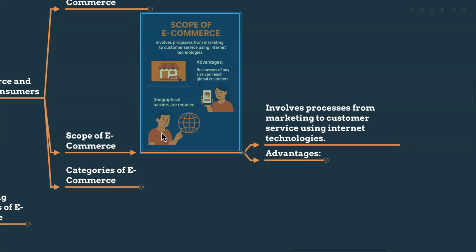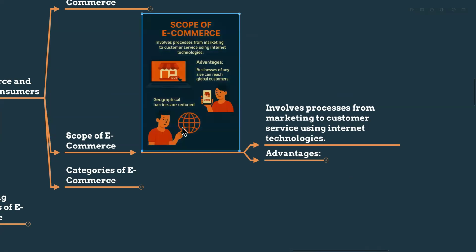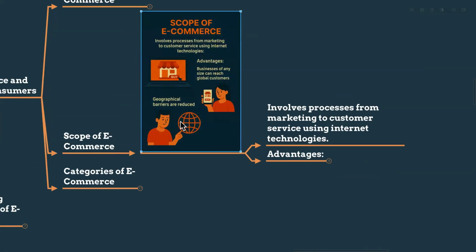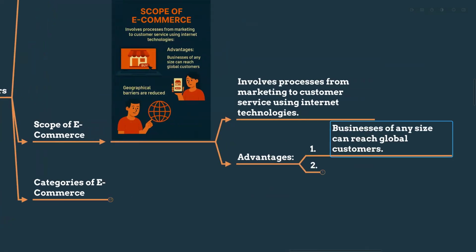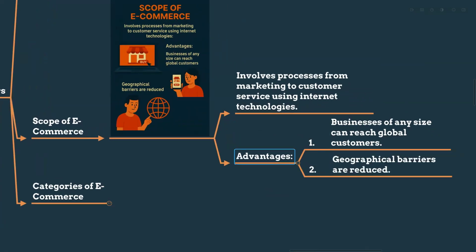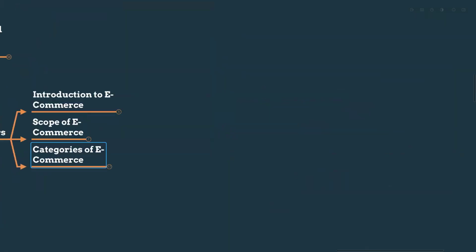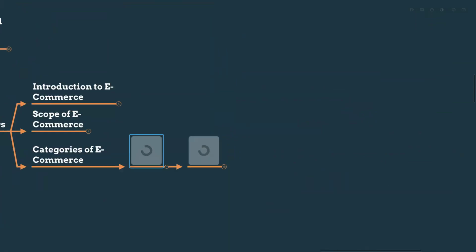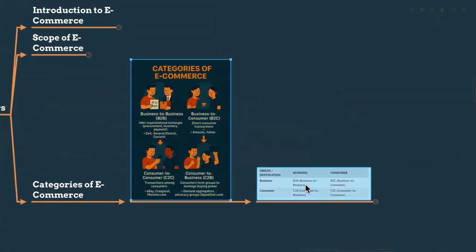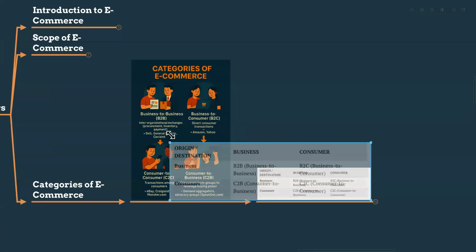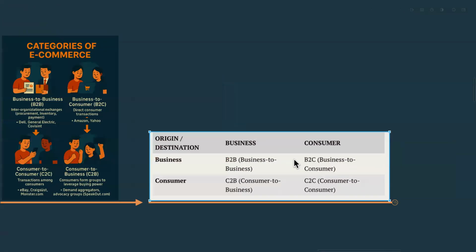Finding the customers is online, taking the orders online, processing the payment is online, delivering the products is online, even after-sales service is also online. So it has advantages. Businesses of any size can reach global customers. Geographical barriers are reduced right now. And there are some categories of e-commerce as well, right? So we will learn about this in much more detail in upcoming sessions.